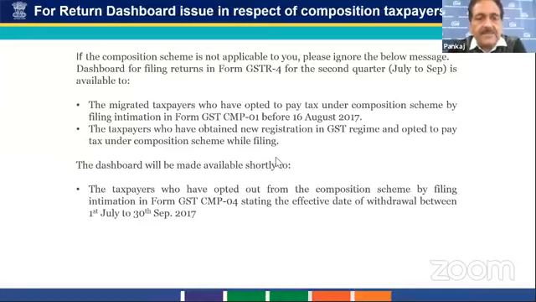Certain taxpayers are facing some issues in respect of their return dashboard, if they have opted in or opted out of the composition scheme after 16th of August. In the case of certain taxpayers, the proper dashboard is not being shown, but the dashboard will be made available shortly to the taxpayers who have opted out from the composition scheme by filing intimation in form GST CMP 04, stating the effective date of withdrawal between 1st July to September 30th.